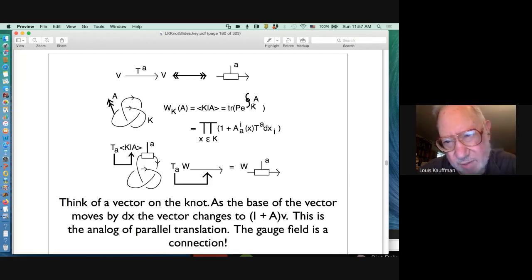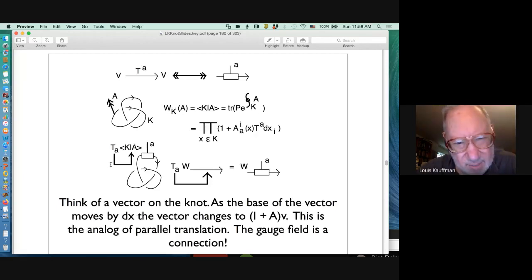So we went from exponentiating to finding the 1 plus a to understanding that successive multiplication by 1 plus a is in fact parallel translation. And so this is the holonomy of moving corresponding to moving a vector all the way around the knot until it comes back to where it started. And I have much more to say about that in a moment.